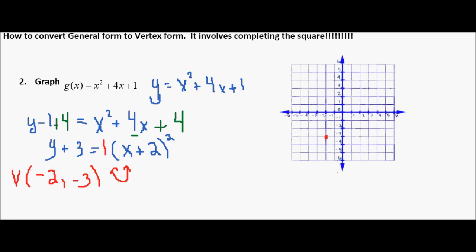Okay, and now this parabola opens upward, so it does have x-intercepts. So we can find those, but we can also find the y-intercept and use the symmetric point. So let's find the y-intercept. Remember, this is the equation we're using now. So to find the y-intercept, I'm going to put 0 in for x. So I have y plus 3 equals 0 plus 2 squared.